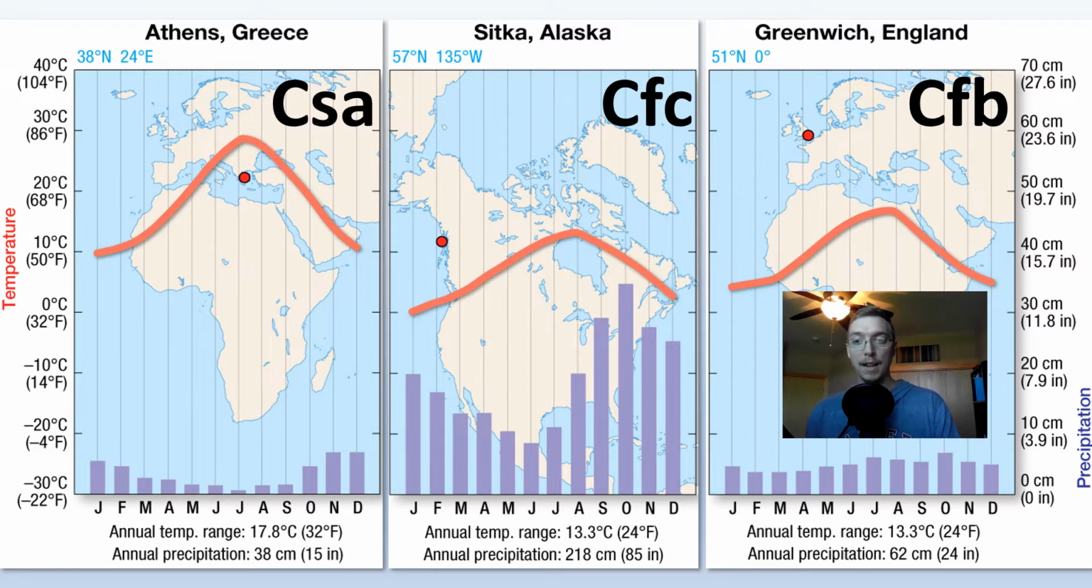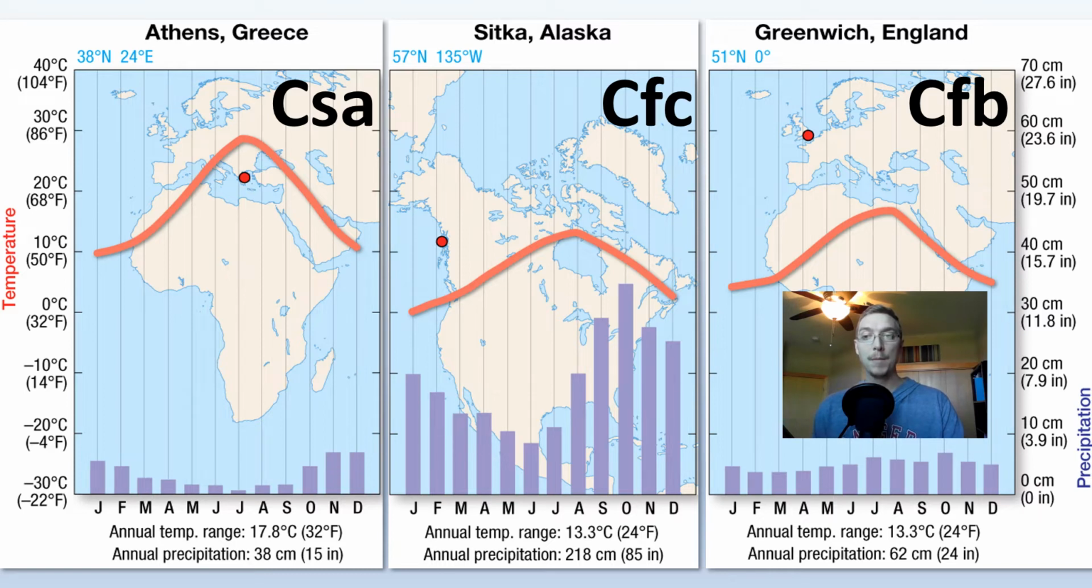Up in Sitka, Alaska, we have a CFC climate. The temperatures are all above -3 degrees Celsius, and 1 to 3 months are above 10 degrees Celsius. Also, rainfall does not meet the criteria for a CW or CS climate.